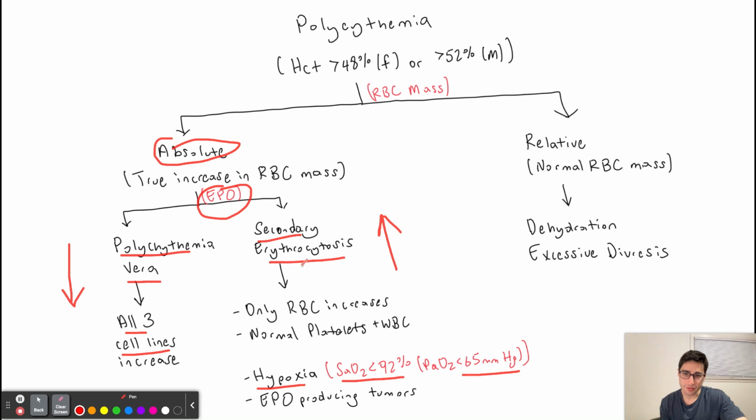In secondary erythrocytosis, we only expect the red blood cells to be increased because erythropoietin is going to be increasing red blood cells and not platelets or white blood cells. So we would have normal platelets and white blood cells in secondary erythrocytosis. We can also get secondary erythrocytosis from erythropoietin producing tumors.